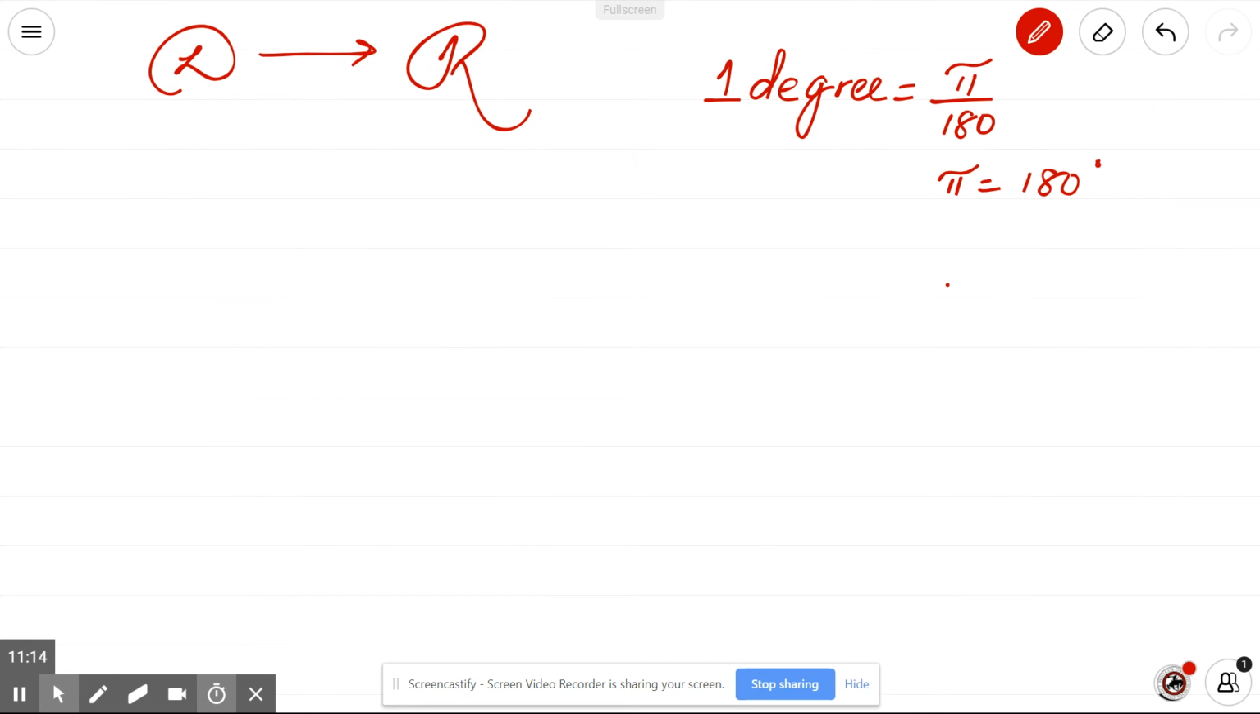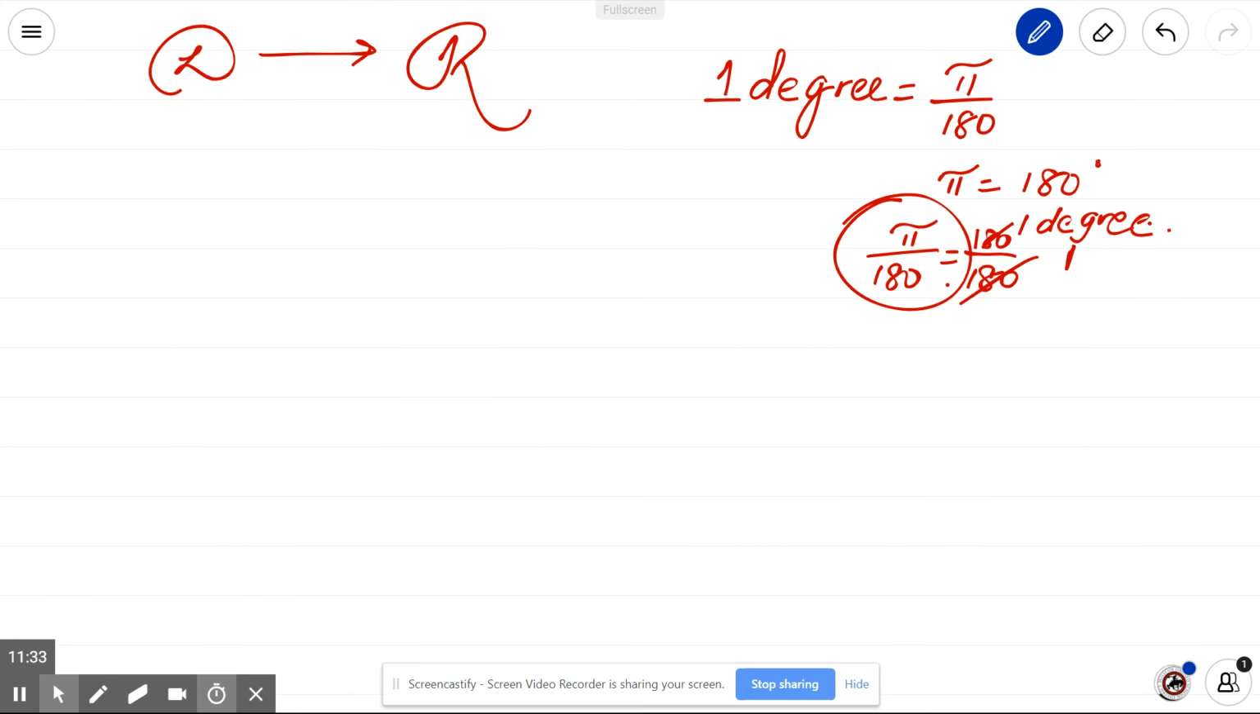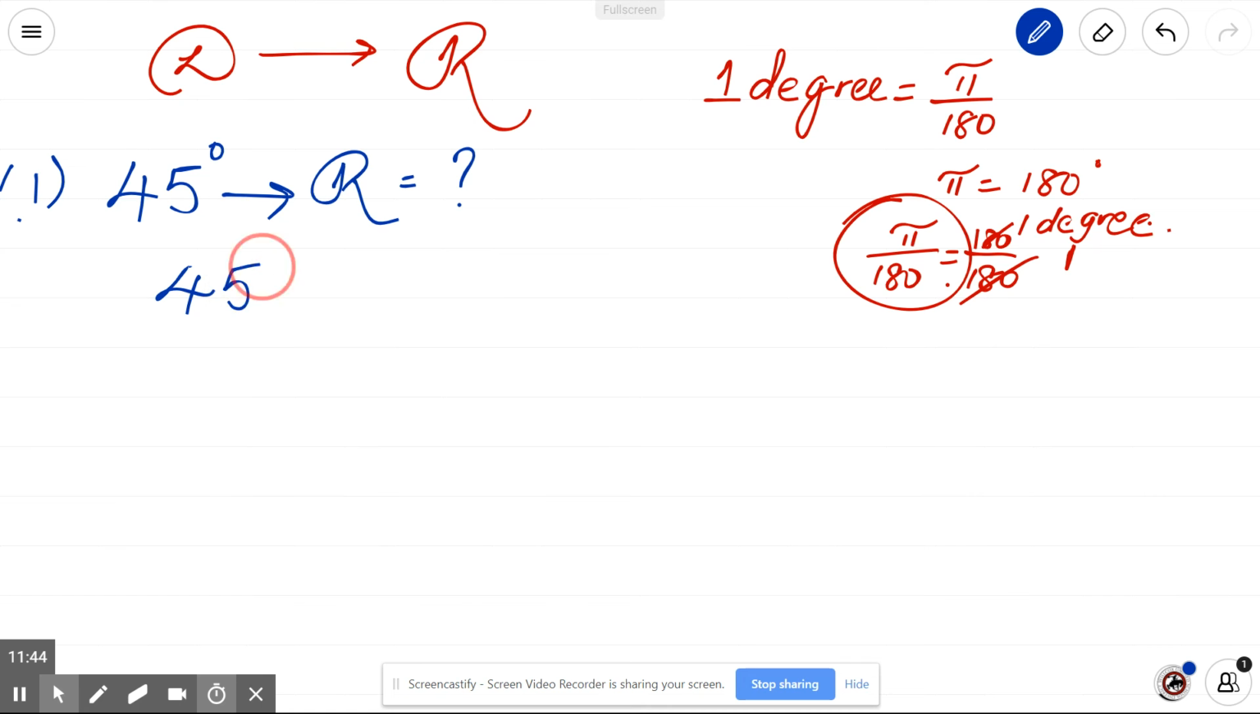So if I am looking at 180 degrees, in order to find the value of 1 degree, I will just divide both sides by 180. So it's gone over here, it's 1. So that's my formula, that is pi over 180. All right, so our question here is, we have to convert 45 degrees into radians. What we'll do here is we'll just multiply our degree value with our formula, pi over 180. We don't have to do anything with the pi. We just have to simplify.